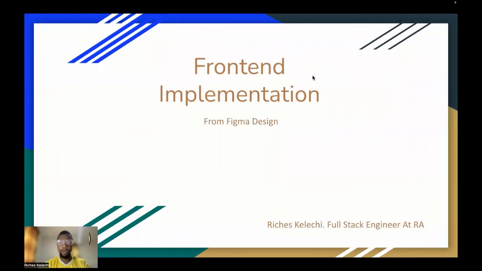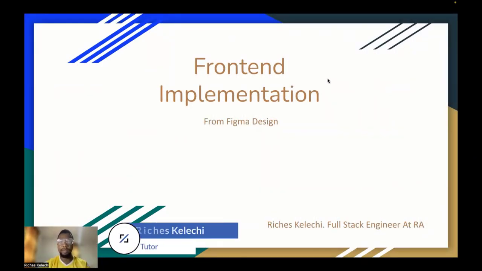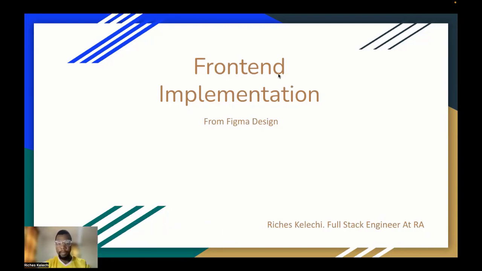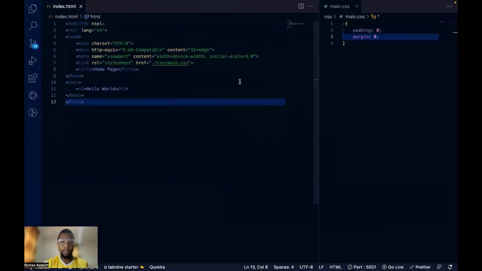Hello, everyone. Welcome once again to this series that we are designing. In the previous video, we talked about how we can create our project on GitHub. Then from GitHub, we cloned it to our local repository. Then we created our boilerplate, something like this, and we linked our CSS to our HTML. And that is what we will also continue.